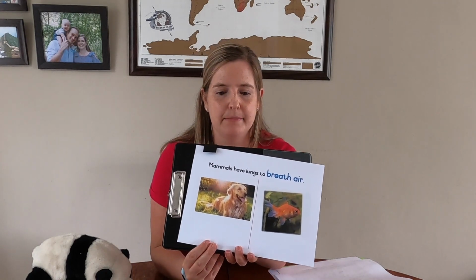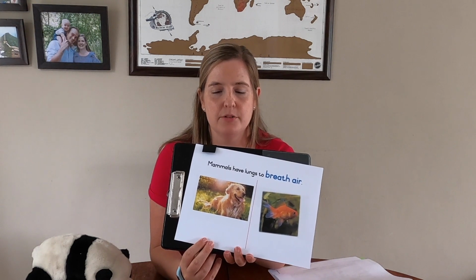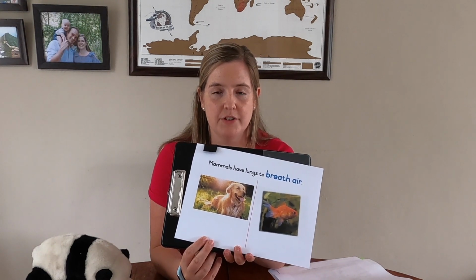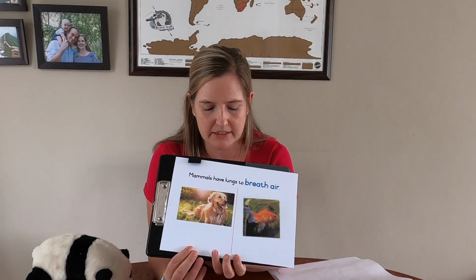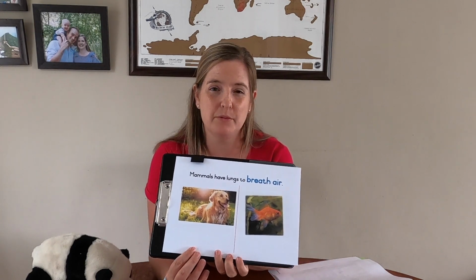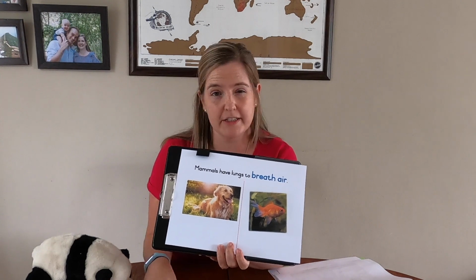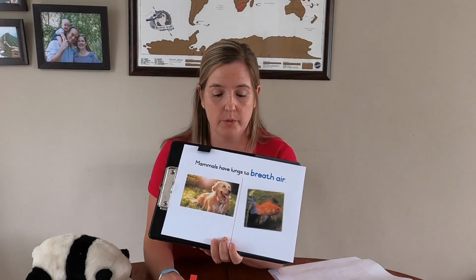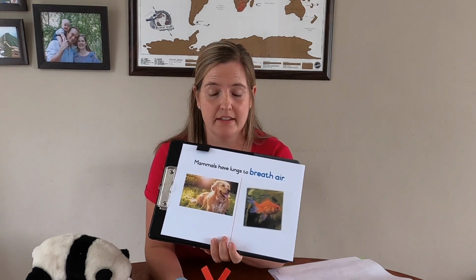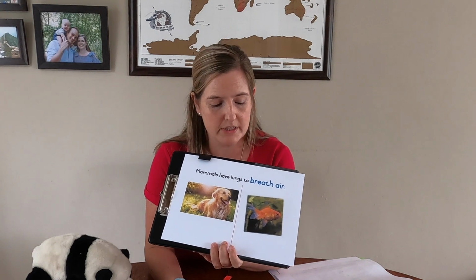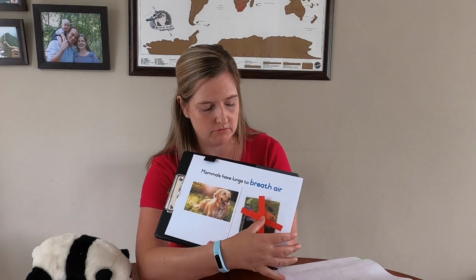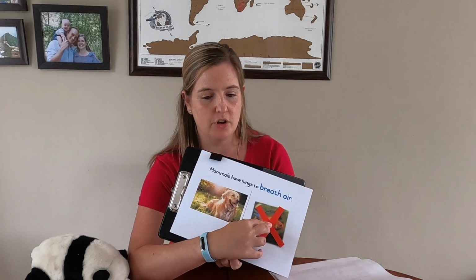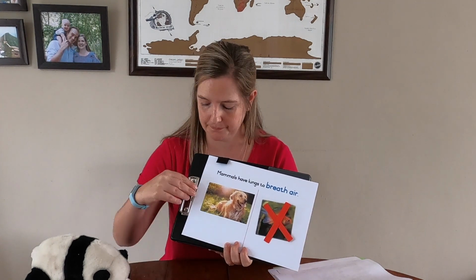The next thing about mammals is that they have lungs to breathe air. Now the dog, you can see him panting over there. He definitely has lungs. He breathes air. And on the other side, we've got a goldfish. Does a goldfish have lungs? No, goldfish breathe through their gills. They take the oxygen out of the water that way. They're not breathing air with lungs. So the goldfish, not a mammal. The dog, yes, he is a mammal.